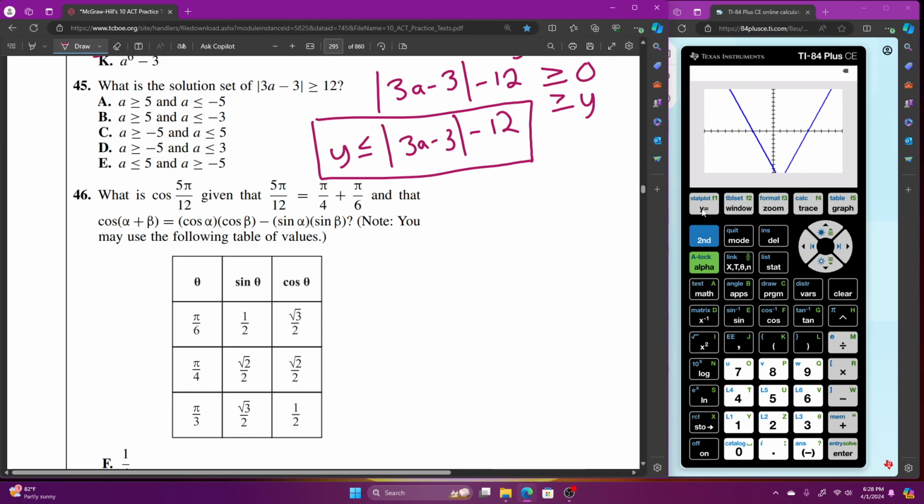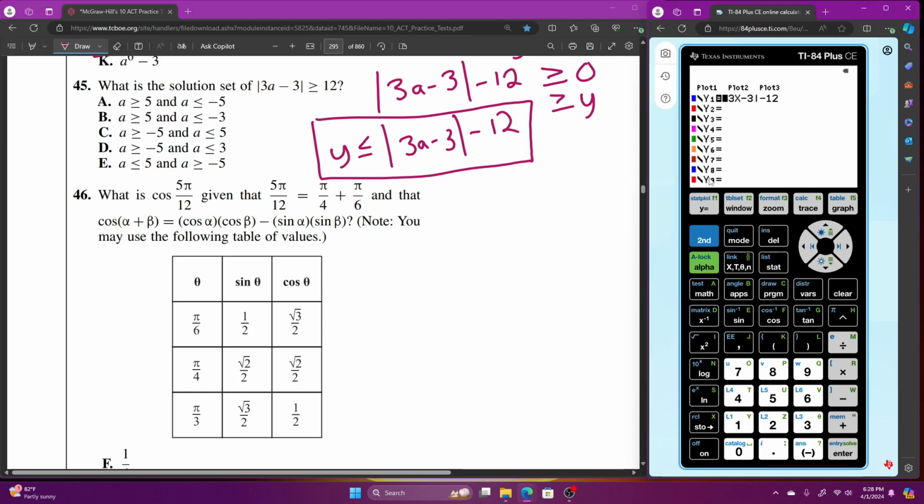When is it less than? So come back here to this, and we're going to change our little graph to be less than. And I want my line to be, go back up. Less than. So this little triangle like this is going to give you y is less than absolute value of 3x minus 3 minus 12. And then we click graph.